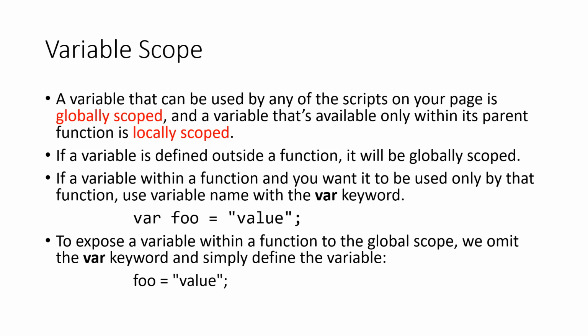The idea of global means if you have any variables outside the function, it will be available everywhere. But if you have a variable within the function, and if you use a var keyword, make a note of this. If you define a variable within the function, and if you have the var keyword, it's local. But if you have a variable without the var keyword, then we say it's global.